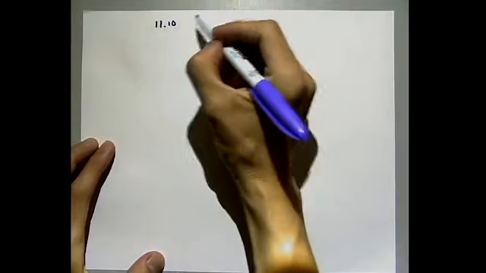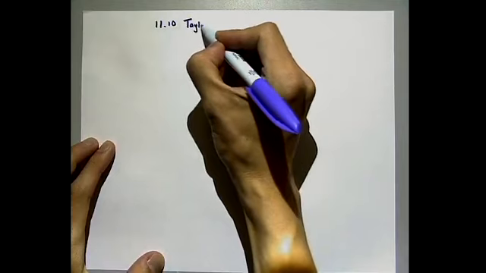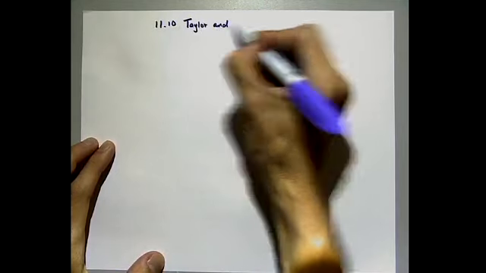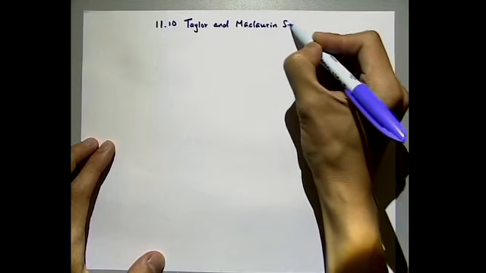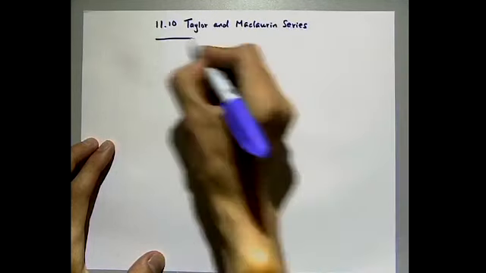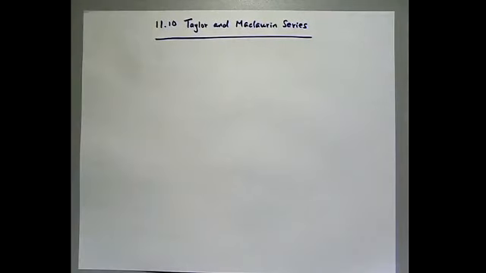Okay, so today we're going to start chapter 11, section 10. This is a very big section. We will spend 3 days on this. Today is the first of the 3 days. We're going to talk about a special series called the Taylor series, and also a closely related one called the Maclaurin series.